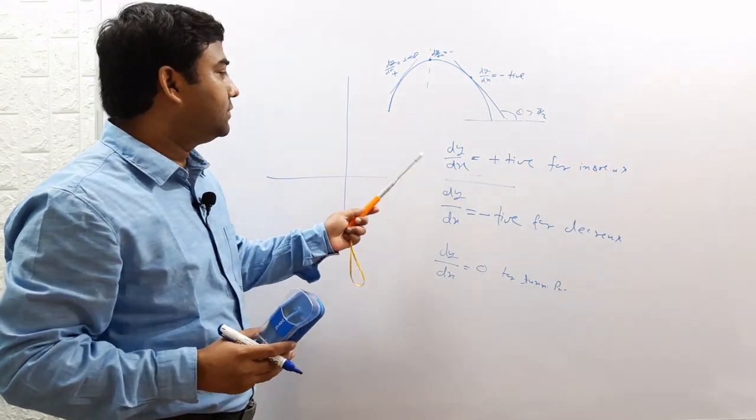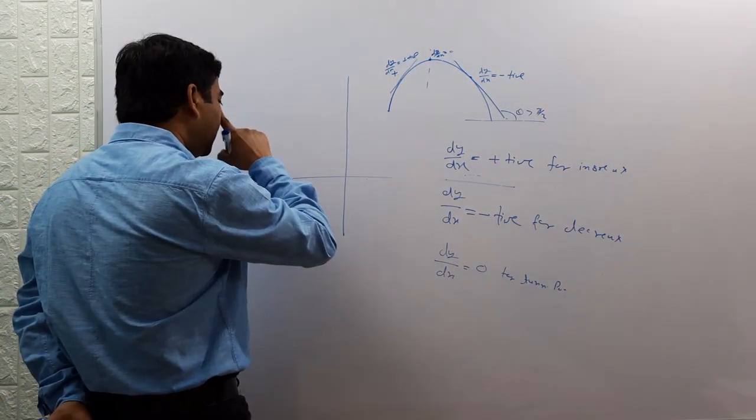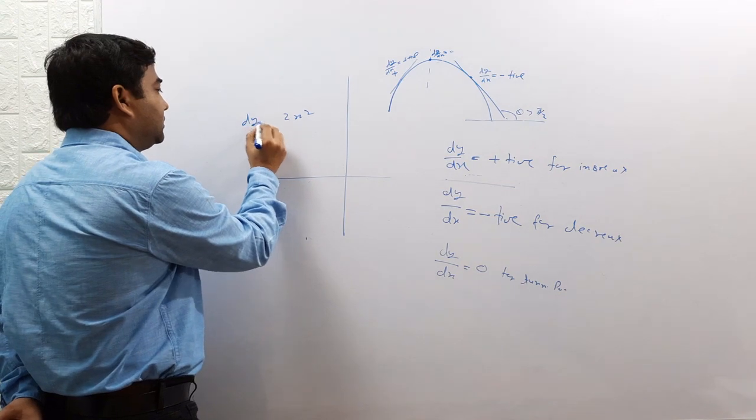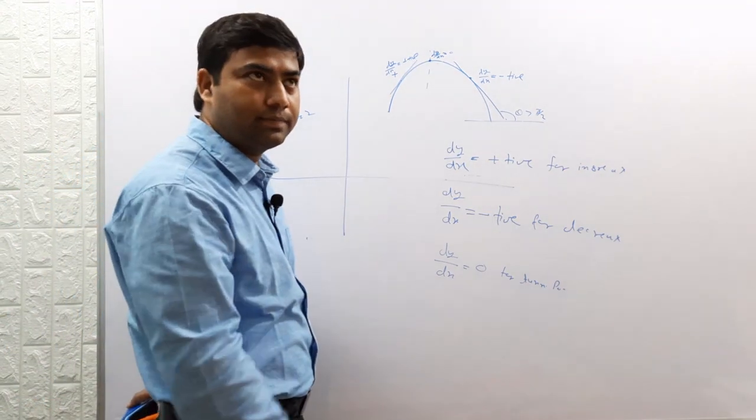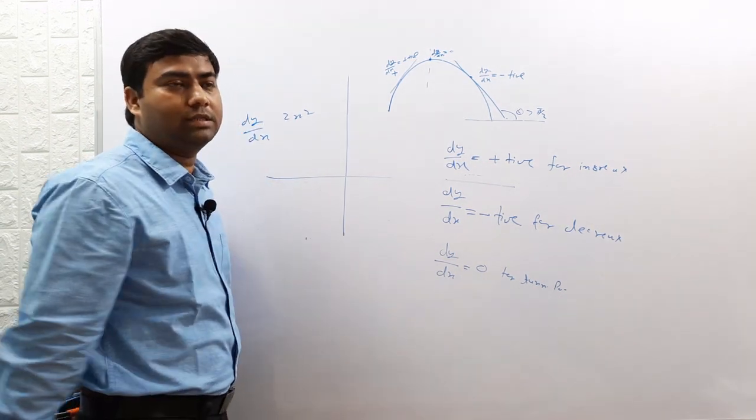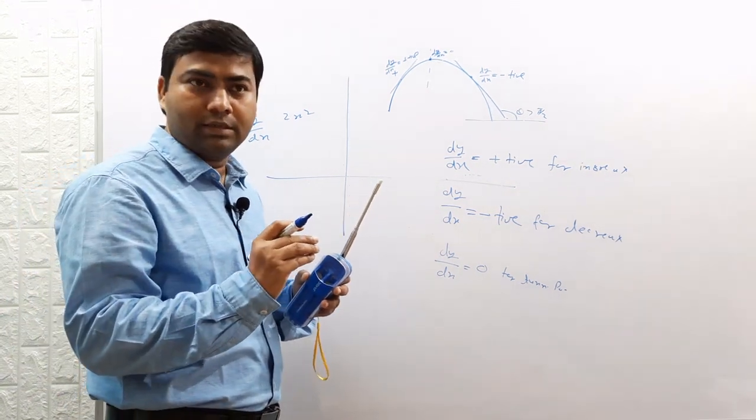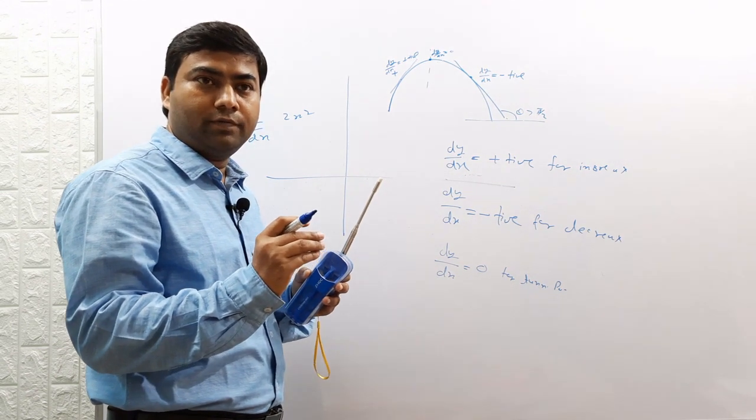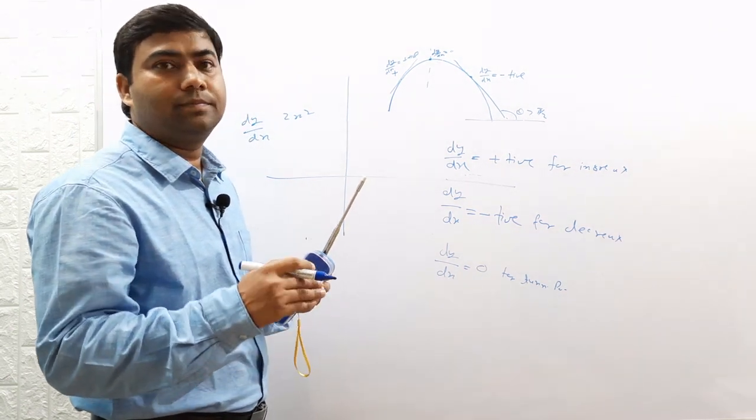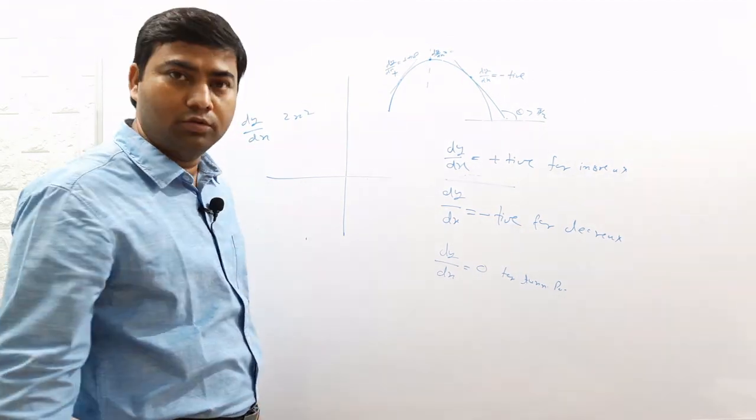So you can see for an increasing function, for example, there is the function 2x square. You want to find at a certain point whether the function is increasing or decreasing. So one method, which I have told earlier, is to find the value of the function slightly lesser than the value of x at the point, and then find the value of the function at the actual point and see whether the function value is increasing or decreasing. That is a crude method.